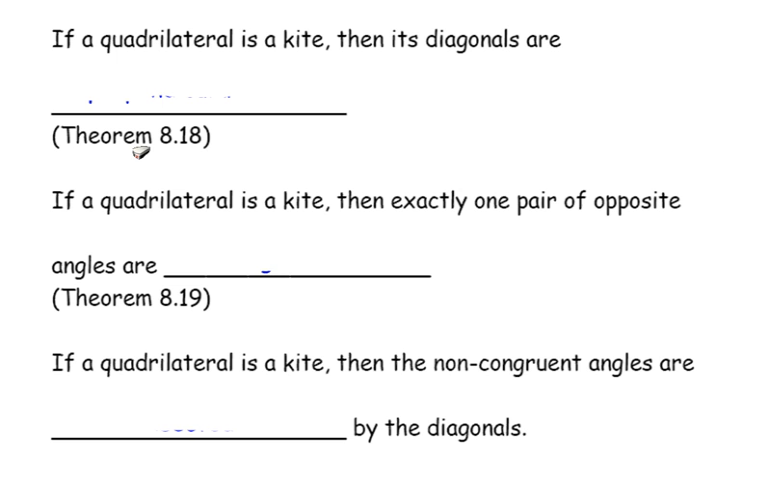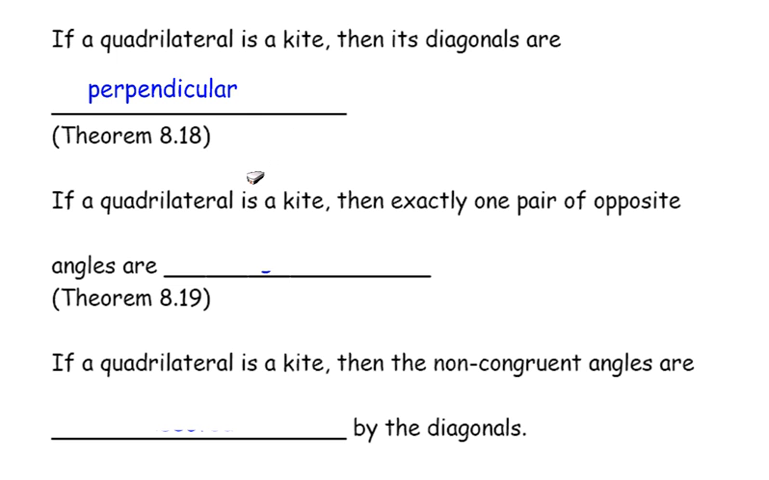All right, let's talk about some of the properties of our special quadrilaterals. If a quadrilateral is a kite, then its diagonals are perpendicular. So now we have a rhombus that has perpendicular diagonals, and a kite has perpendicular diagonals. So you can't say just because diagonals are perpendicular that it is a rhombus or a kite, okay? You've got to figure out what else is true. So rhombuses are not the only quadrilaterals with perpendicular diagonals, I guess is the point that I'm trying to drive home here.